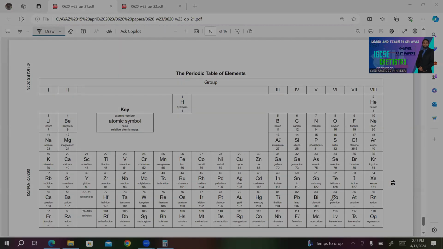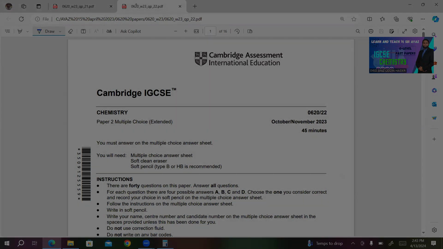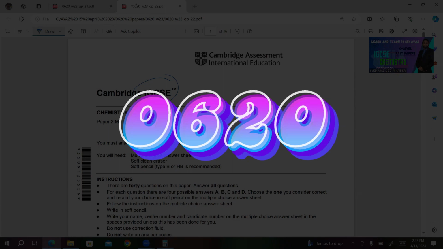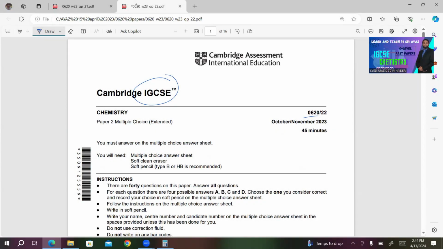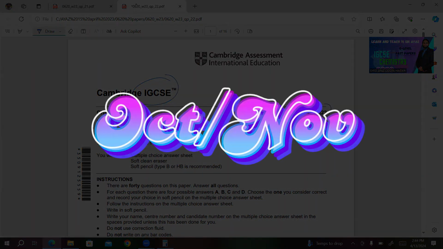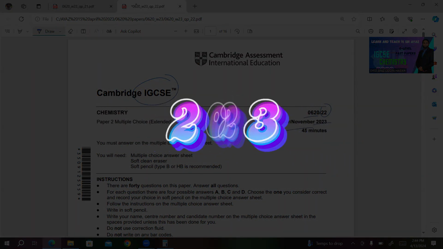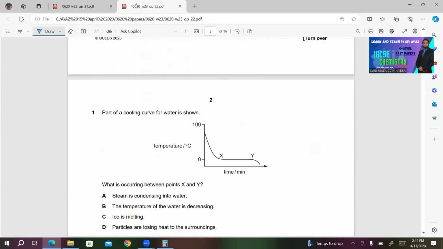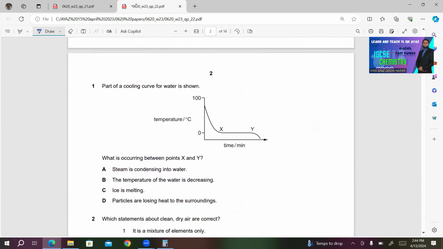So I was doing past papers for IGCSE. Code is 0620 and this time I have selected variant 22 of October-November 2023. I'm not going to read the instructions or other formalities. Let's start the paper. Number one, part of a cooling curve for water is shown.